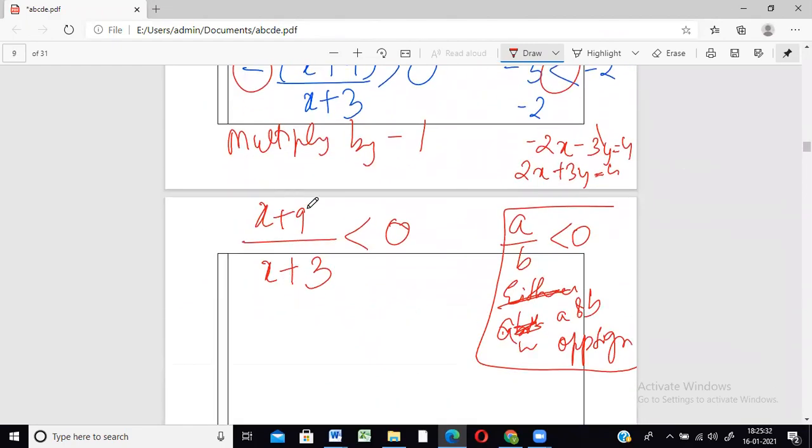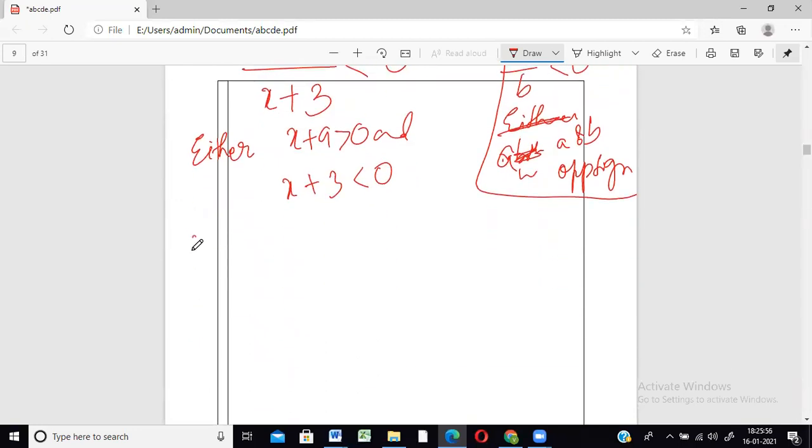We have something upon something which is lesser than 0. So either they both will have opposite signs, correct? So the sign of both will be opposite, meaning one will be plus and one will be negative. But we don't know what is plus and what is negative. So we'll take both the cases. Either the upper one is positive and the denominator is negative, or the upper one is negative and the denominator is positive. So these are the two cases, correct?